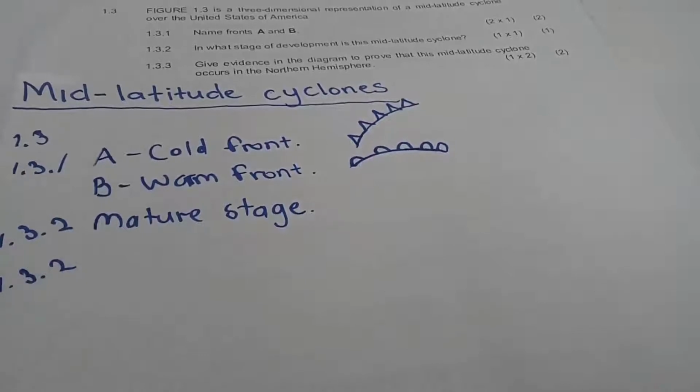As I've just said, in the northern hemisphere it moves in an anti-clockwise direction, and in the southern hemisphere it moves in a clockwise direction. That's a mid-latitude cyclone, right? So the question is to give the evidence to prove that it occurs in the northern hemisphere. So yes, it occurs in the northern hemisphere.